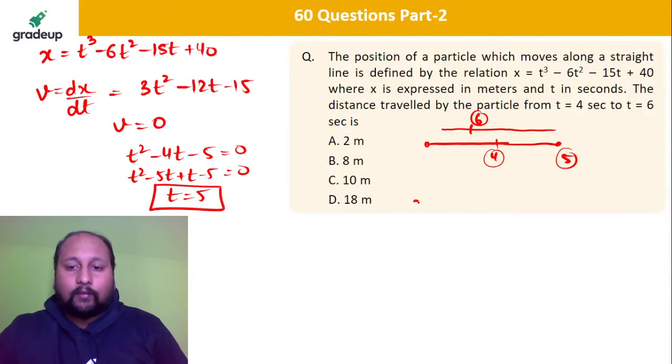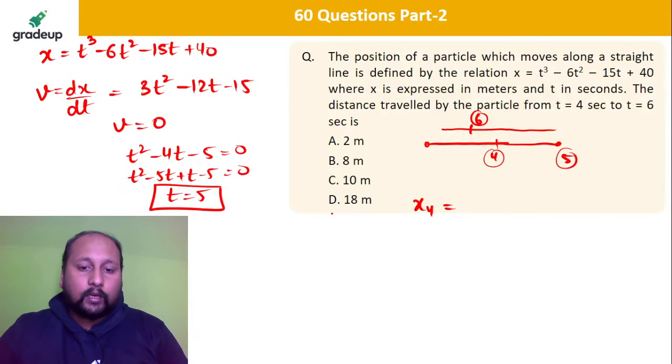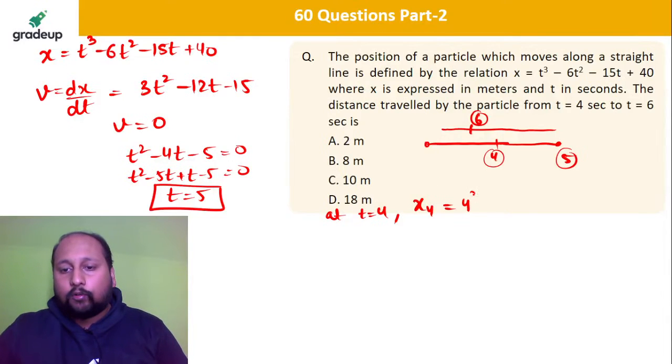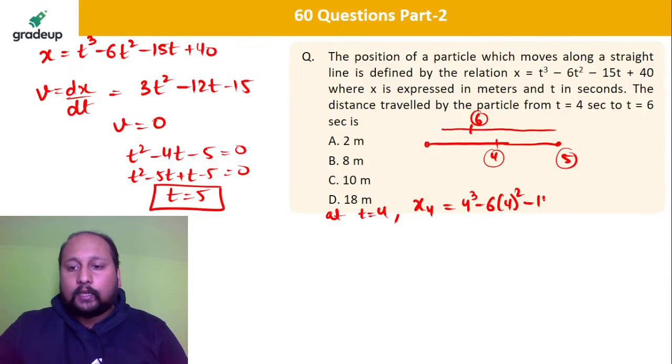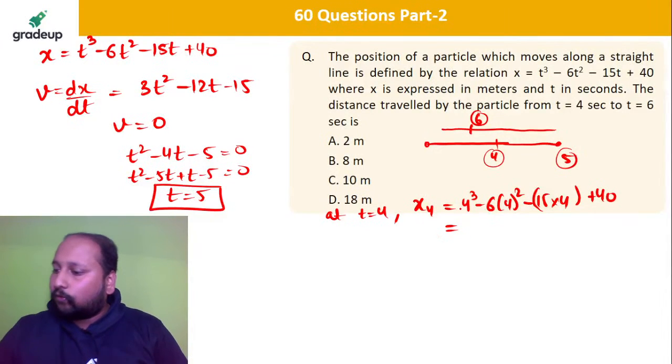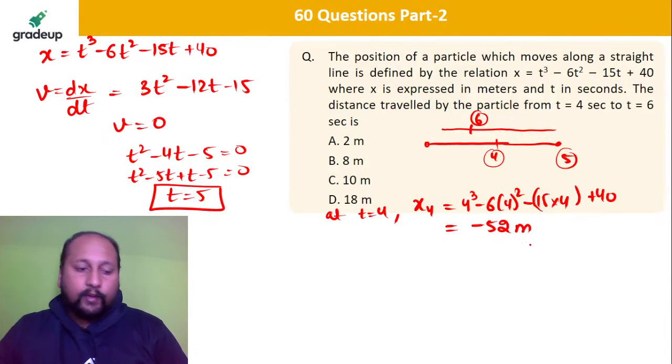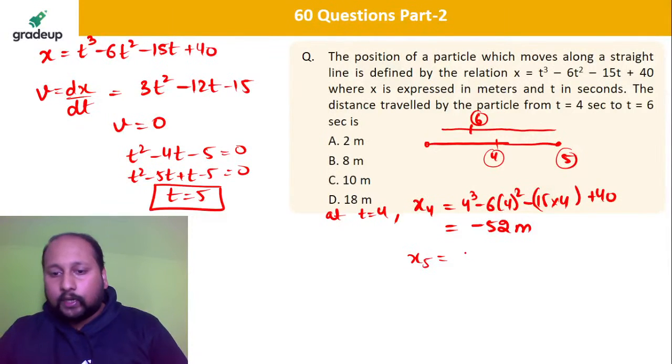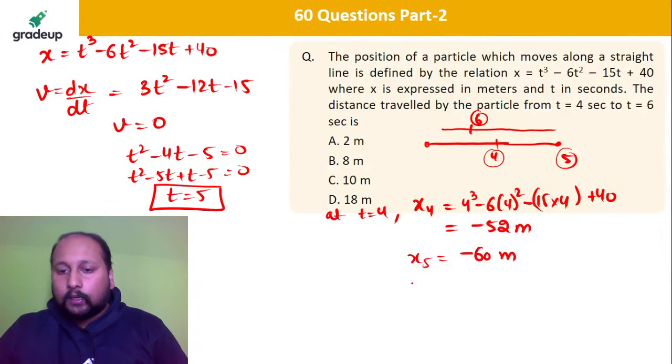So first of all, calculate the value of x4 when t equal to 4 second. So this is 4 cube minus 6 into 4 square minus 15 into 4 plus 40. Let me help you out. You will be getting x4 is equal to minus 52 meter. Calculate x5. X5 will be, let me check, minus 60 meter and x6 is equal to minus 50 meter.